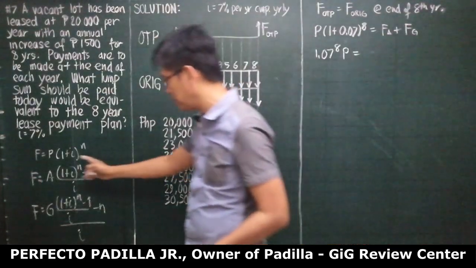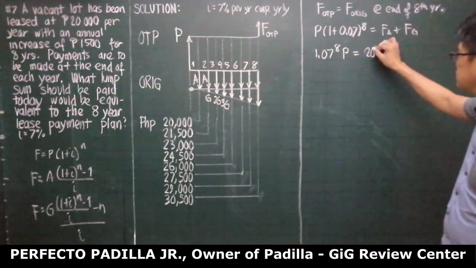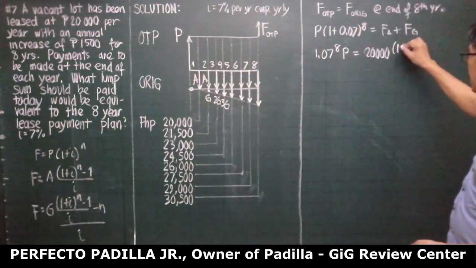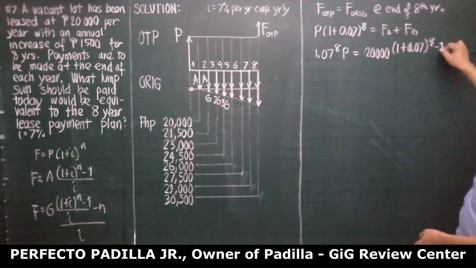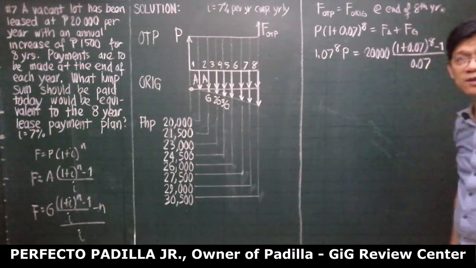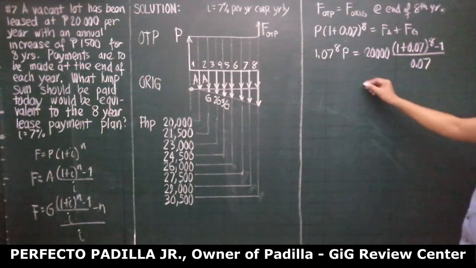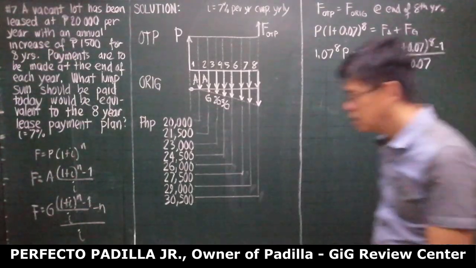Ito yung formula. Ano yung A natin? 20,000 times 1 plus i, 0.07 raised to 8 minus 1 over i, which is 0.07, plus yung G. Future ng G is this.